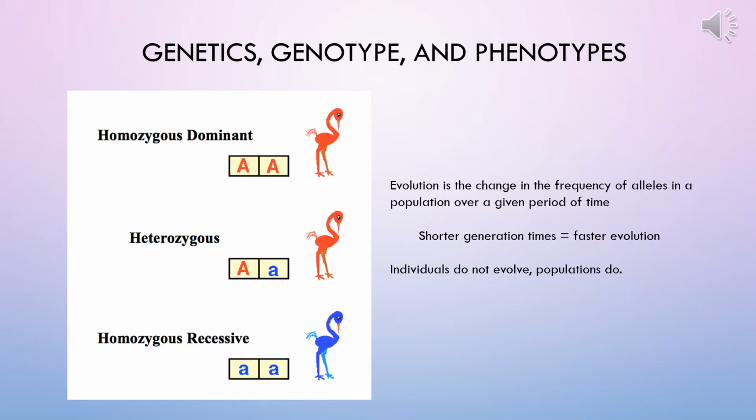When we talk about genotypes, we typically use one of three phrases: homozygous dominant, heterozygous, and homozygous recessive. Homozygous means two of the same. Heterozygous means two different. So a homozygous dominant individual is one who has two copies of the dominant allele, while a homozygous recessive individual is one who has two copies of the recessive alleles. Remember, evolution is the change in the frequency of alleles in a population over a given period of time.